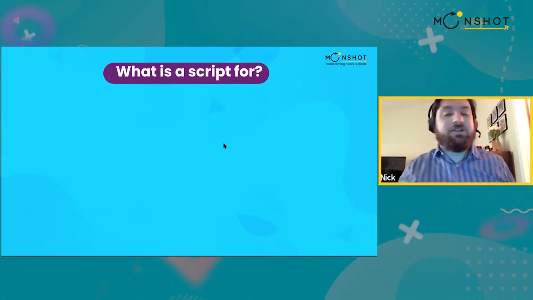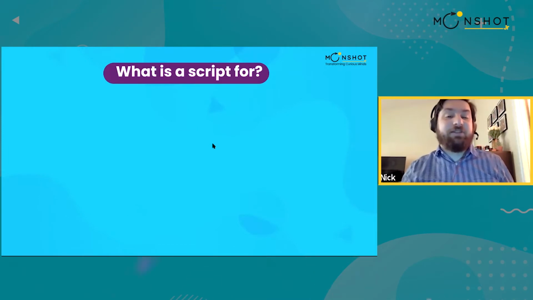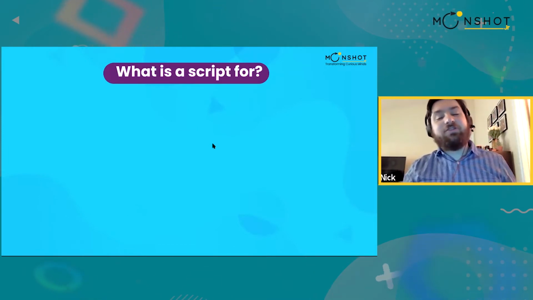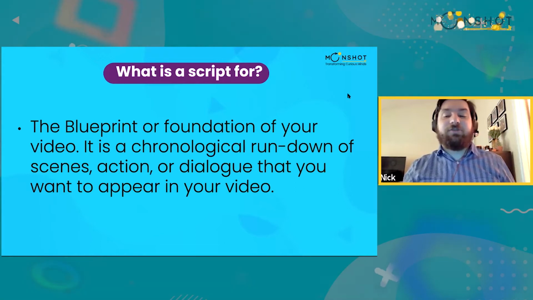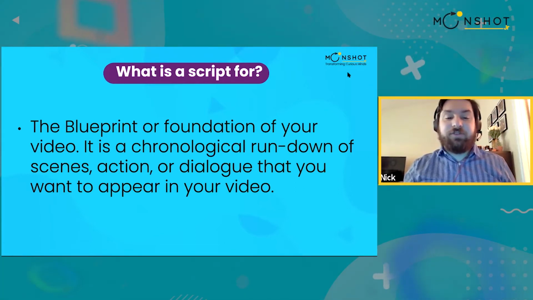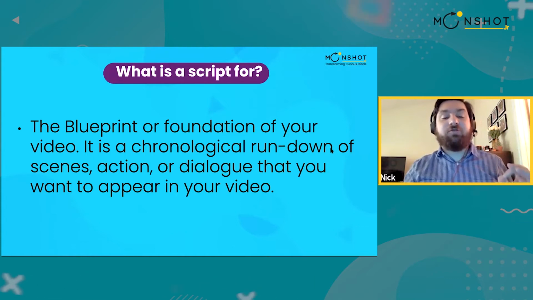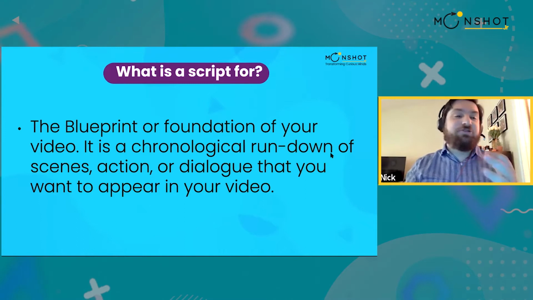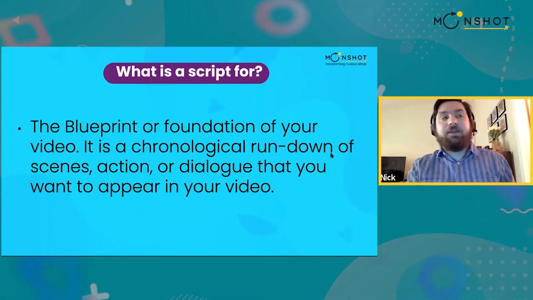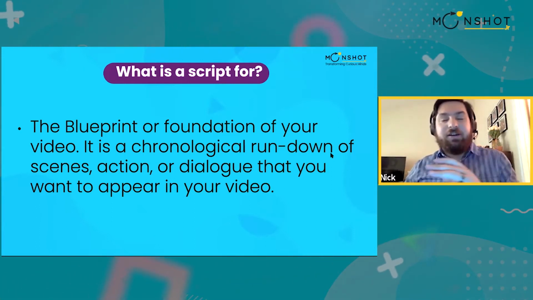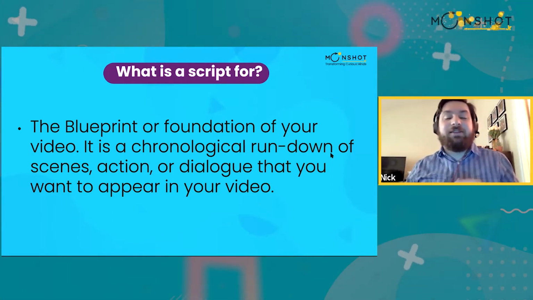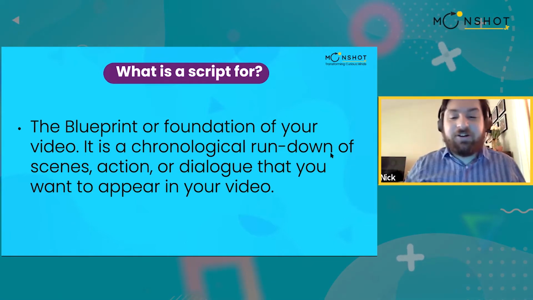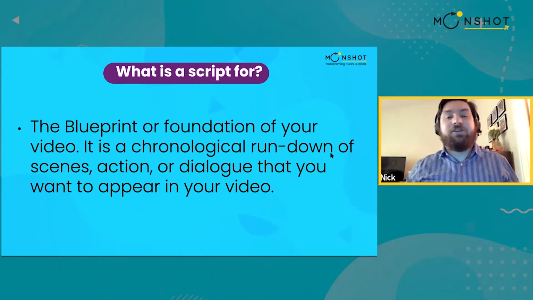There are a lot of different reasons you'd want to have a script, but the two most important ones are that your script serves as the blueprint of your video. It's a chronological rundown of scenes, actions, or dialogue that you want to appear in your video. And this is true whether we're talking about a big Hollywood movie with a ton of actors and money to spend and a script that's 200 pages long, or a short YouTube video you want to make in your bedroom.